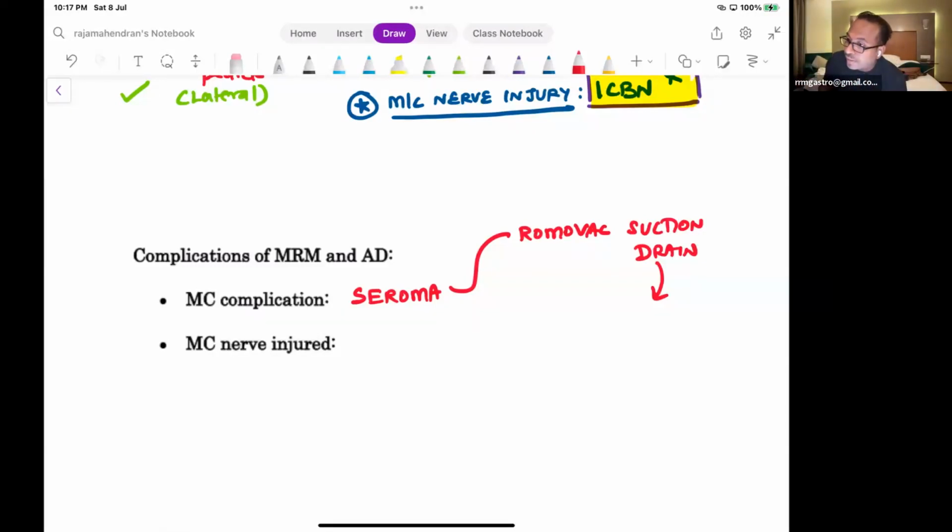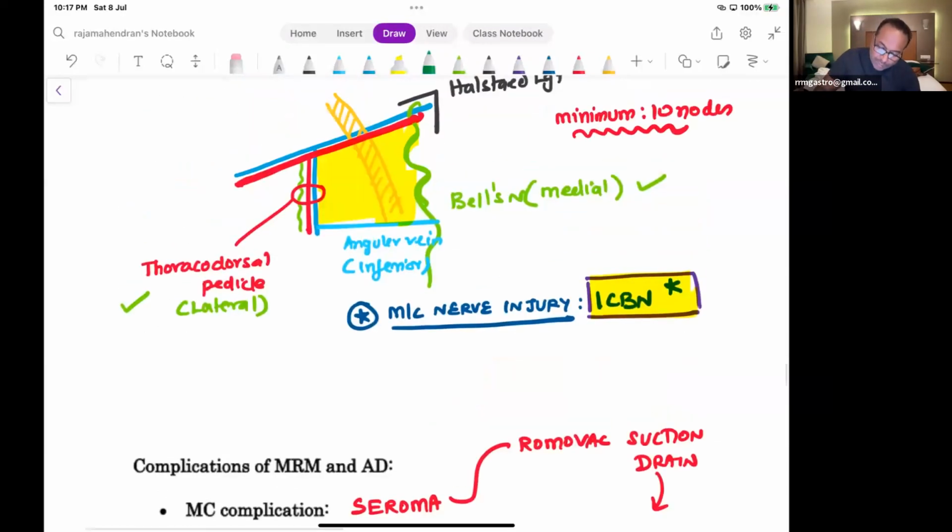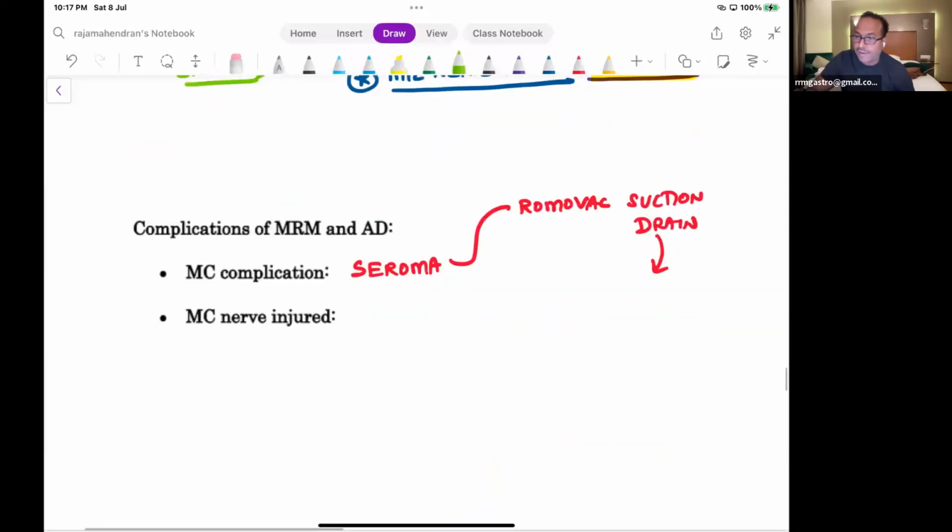What should I do? Pectoral nerve injuries are very rare. Medial pectoral nerve and lateral pectoral nerve are very deep. They won't get injured. Only 3 nerve injuries are common. The book gives only 3: Bell's nerve, thoracodorsal nerve, intercostobrachial nerve. Medial pectoral nerve and lateral pectoral nerve injuries are very rare.